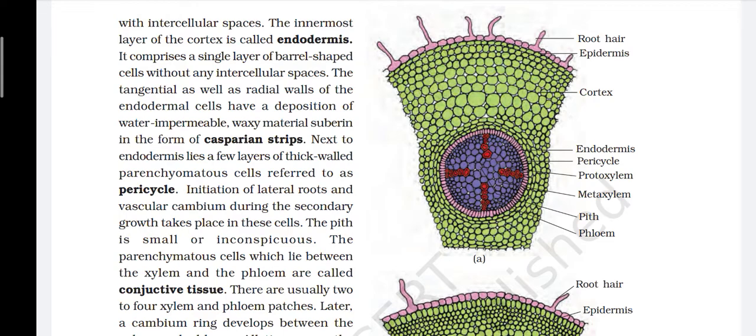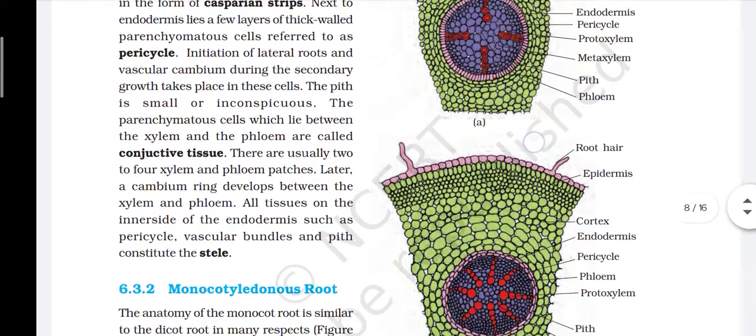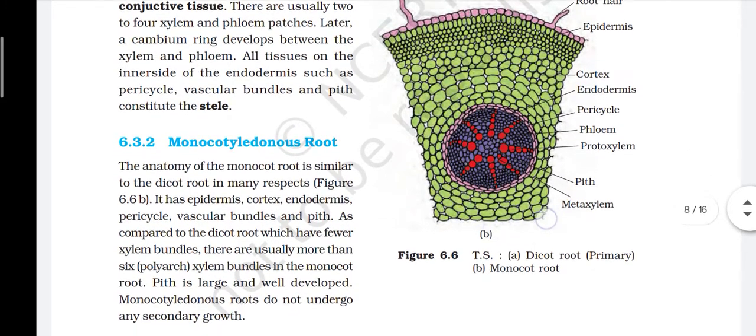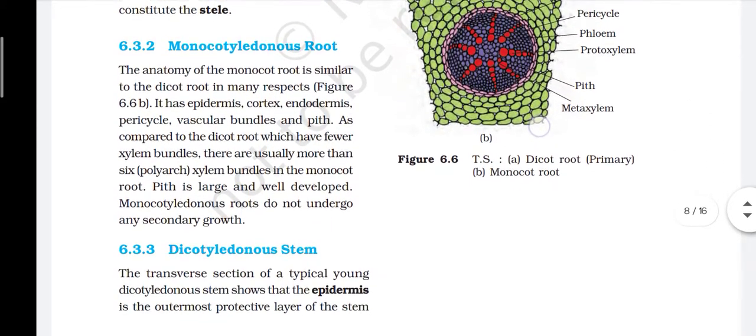Next to endodermis lie a few layers of thick-walled parenchymatous cells referred to as pericycle. Initiation of lateral roots and vascular cambium during the secondary growth take place in these cells. The pith is small and inconspicuous. The parenchymatous cells which lie between the xylem and the phloem are called conjunctive tissue. There are usually 2 to 4 xylem and phloem patches. Later, a cambium ring develops between the xylem and phloem. All tissues on the inner side of the endodermis such as pericycle, vascular bundle and pith constitute the stele.